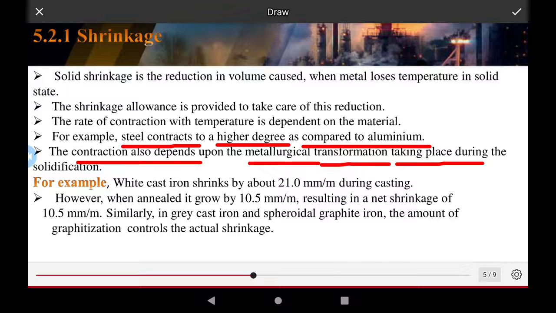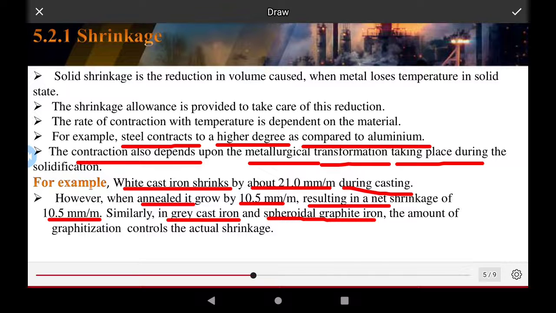For example, white cast iron shrinks about 21 mm per meter during casting. However, the annealed iron grows by 10.5 mm per meter, resulting in a net shrinkage of 10.5 mm per meter. Similarly, in gray cast iron and spheroidal graphite iron, the amount of graphitization controls the actual shrinkage.